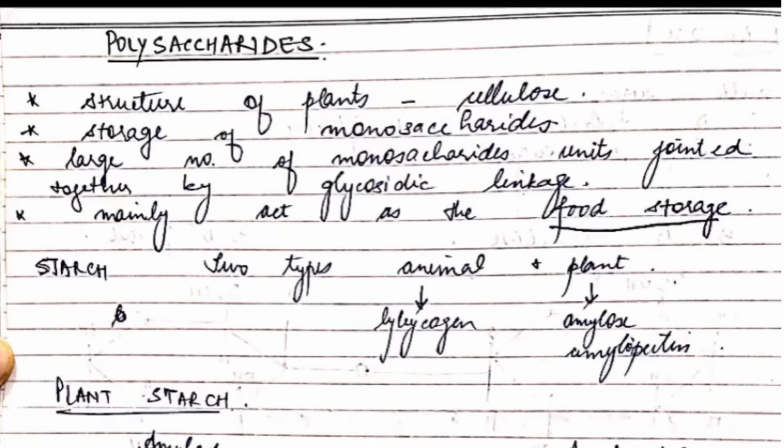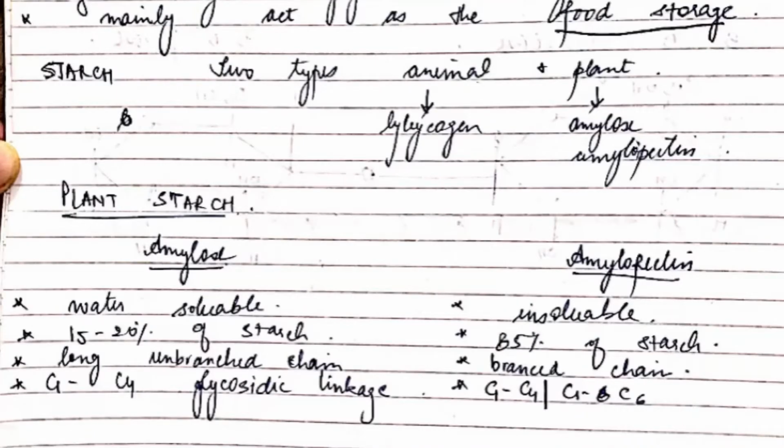Now let's have a look at the examples. The very first one is starch, which is of two types, in animals and plants. In animals, it is in the form of glycogen, and in plants, it is in the form of amylose and amylopectin. So let's see the difference between amylose and amylopectin. Amylose is water soluble, whereas amylopectin is insoluble. I have mentioned four points for each. You can just go through them and use them.